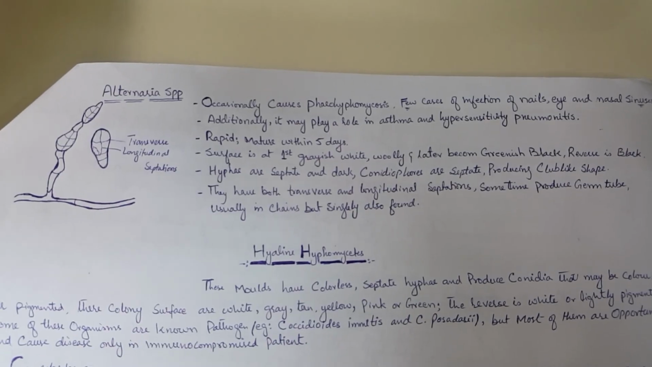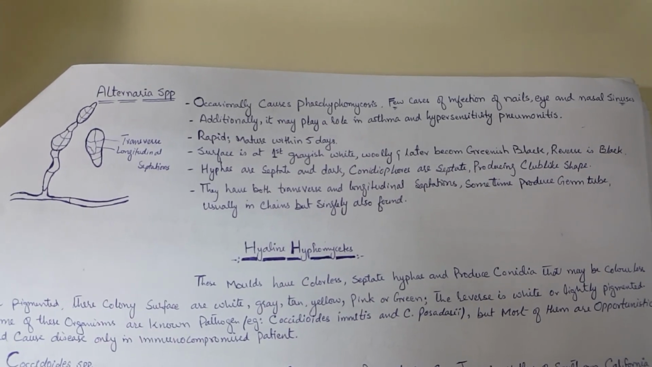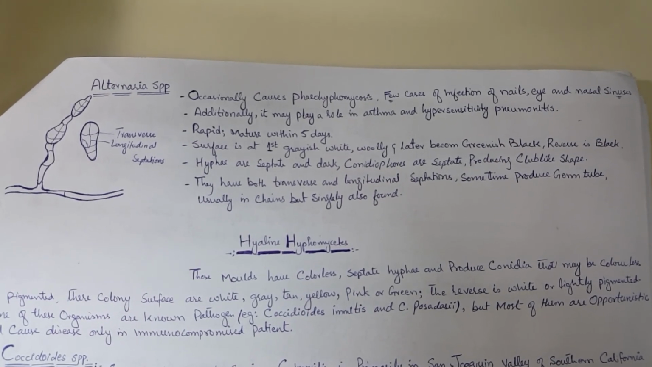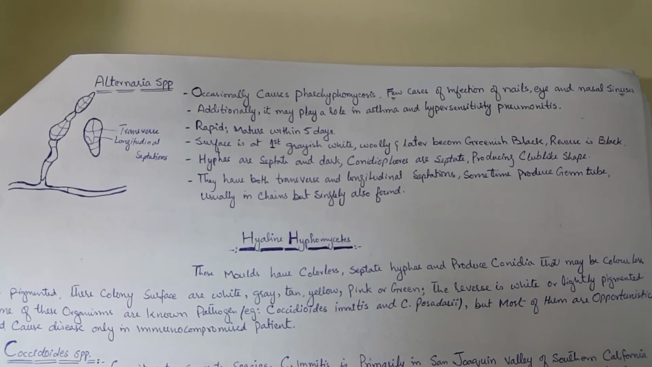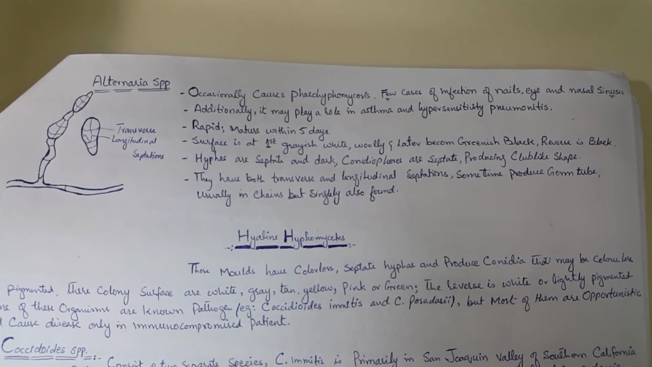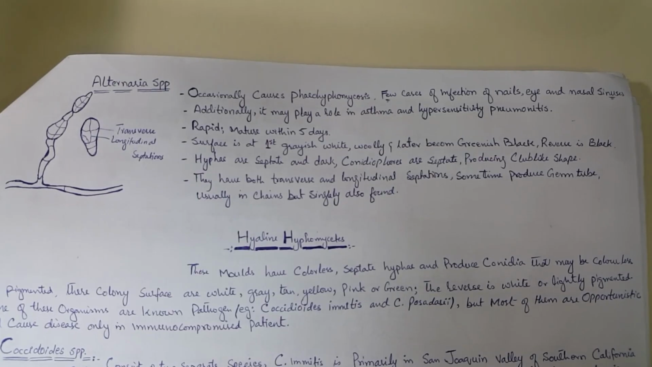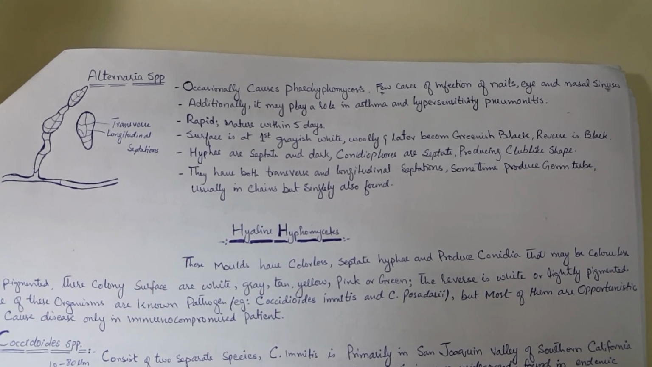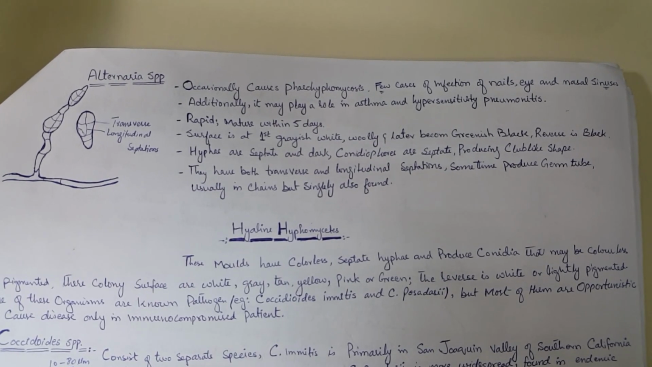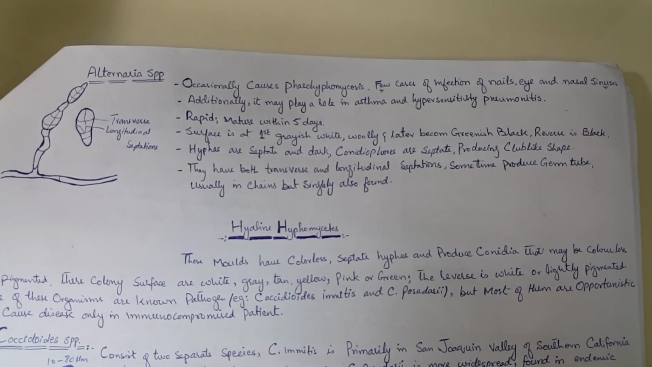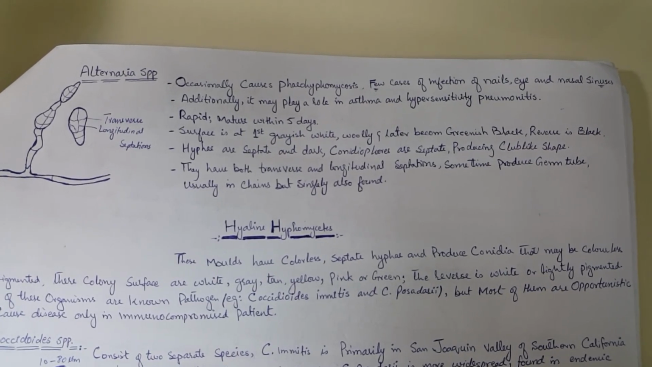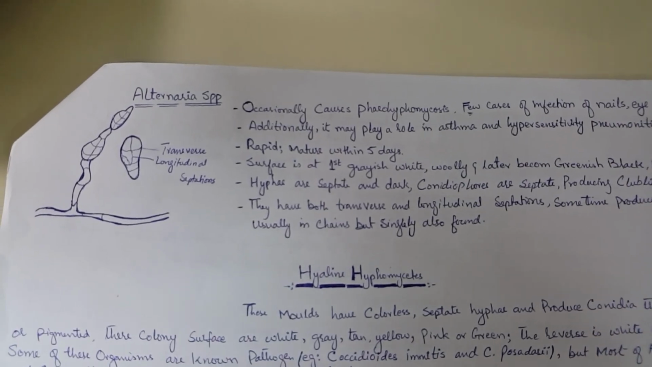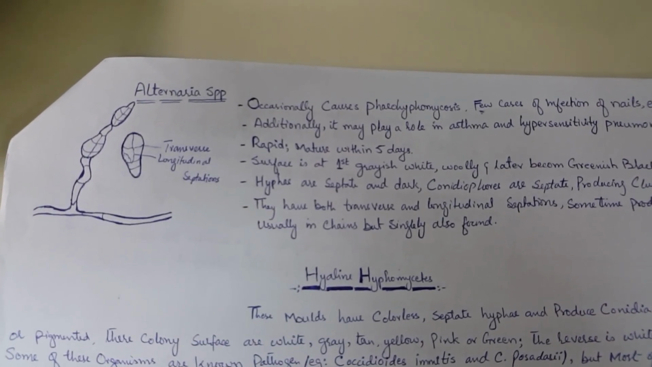Alternaria species occasionally cause phaeohyphomycosis, with few cases of infection of the nails, eye, and nasal sinuses. Additionally, it may play a role in asthma and hypersensitivity pneumonitis, and it matures rapidly within 5 days. The surface is at first grey white and woolly, later becomes greyish black, reverses black. Hyphae are septate, and dark conidiophores are septate, producing a club-like shape. They have both transverse and longitudinal septation, and sometimes produce the germ tube, usually in chains, but singly also can be found. If you see, the structure of Alternaria is quite different from the rest of the dematiaceous fungi.